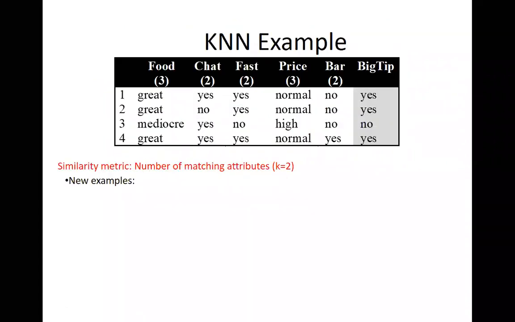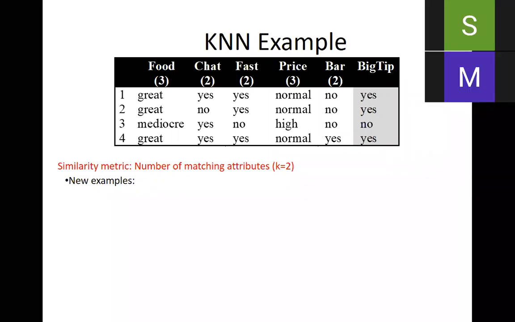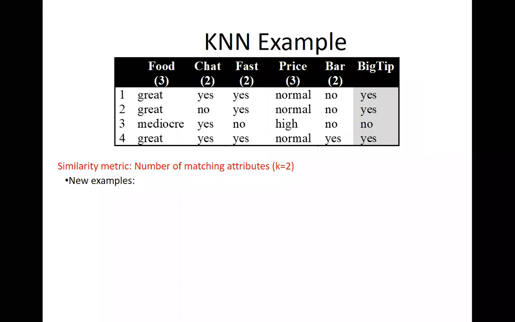So here is an example, a simple data set which has four examples. This data set gives us information about how much tip you will give in a restaurant based on certain factors: food, chat, delivery, whether it was fast or slow, price, and whether there is a bar in the restaurant. Based on these five factors, we are going to decide whether a big tip is given or not.